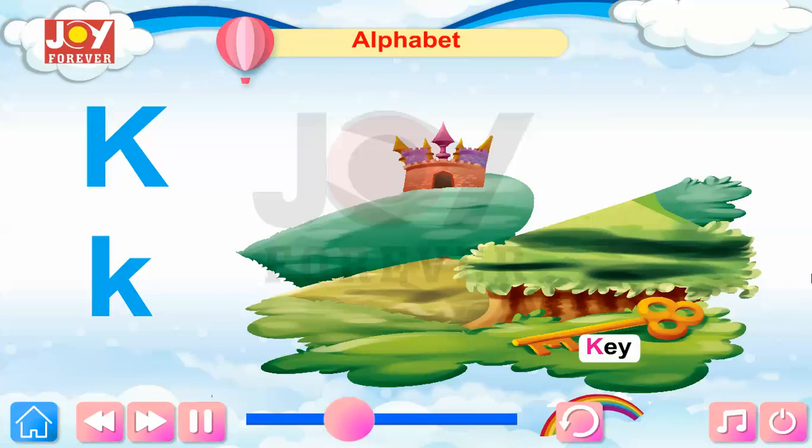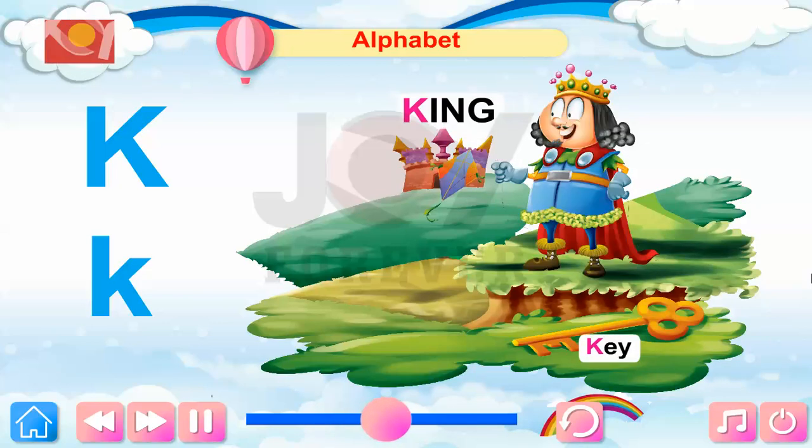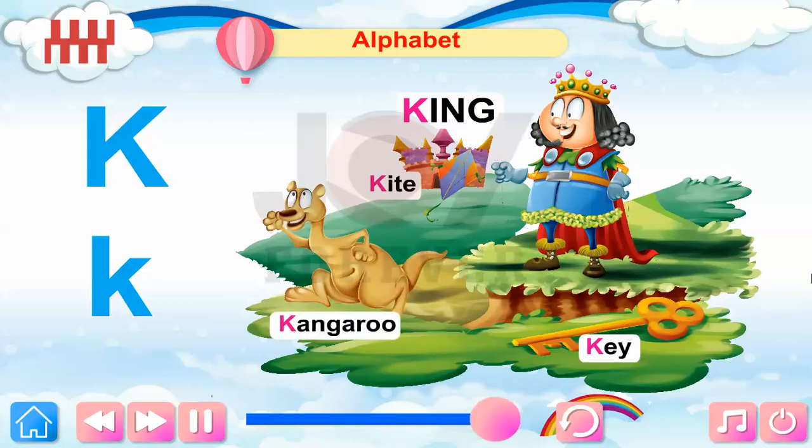Capital K, small k. K for key. K for king. K for kite. K for kangaroo.